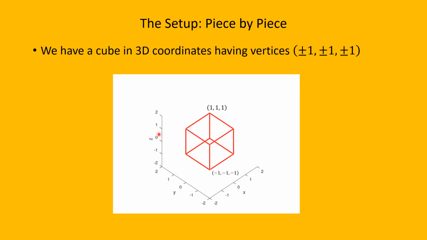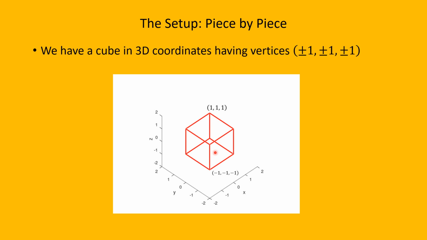So let's look at the setup piece by piece. We'll start with the cube. Here we have a coordinate system. The x-axis down here goes from -2 to 2, the y-axis from -2 to 2, and the z-axis, the vertical axis, from -2 to 2.